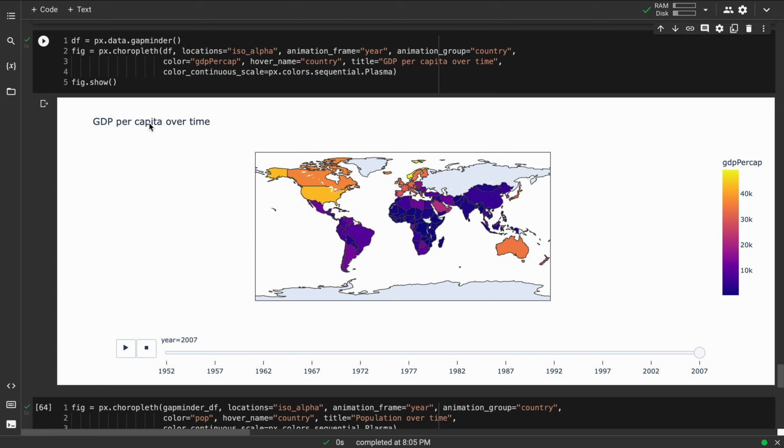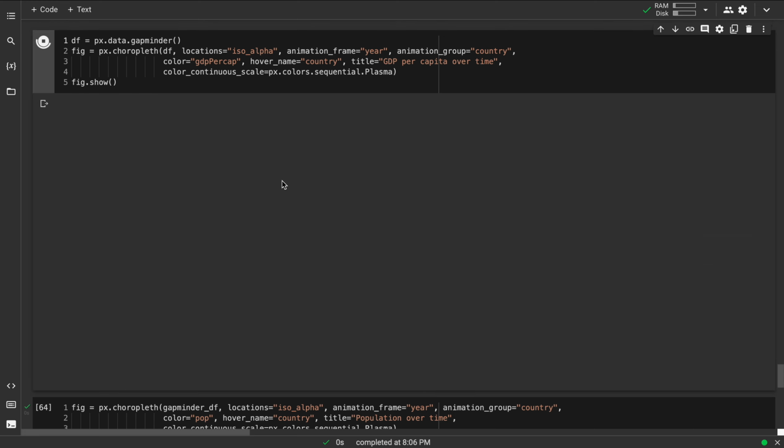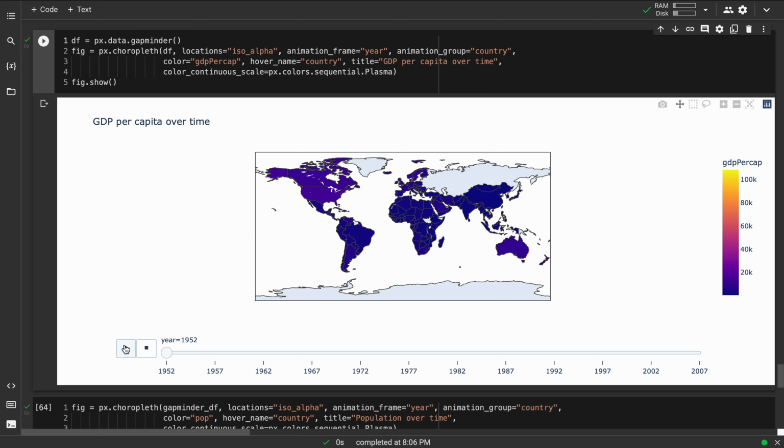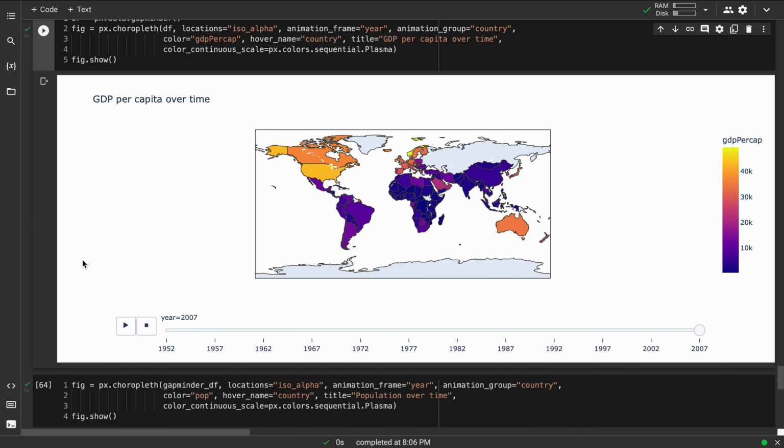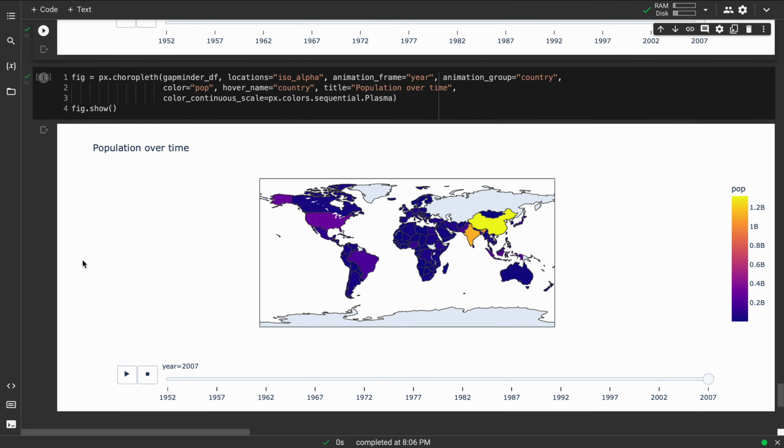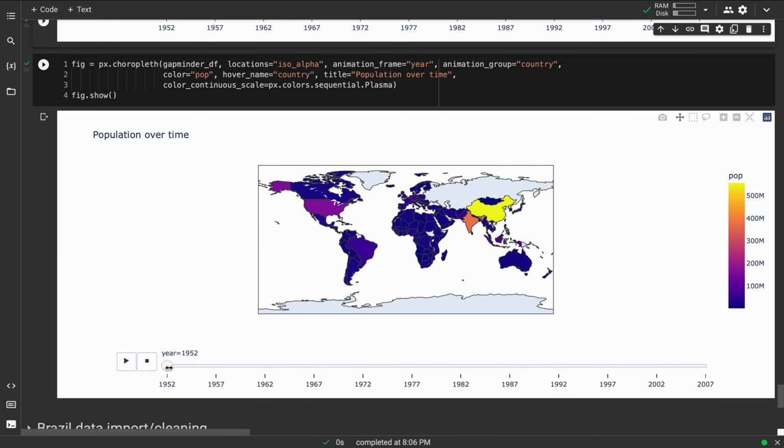So here we have the GDP per capita over time, which we created using the Gapminder data frame or data set. This is the visualization of how the GDP per capita in the world changes over time. And we did a very similar visualization for the population of the world over time.